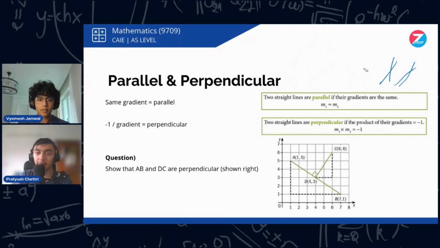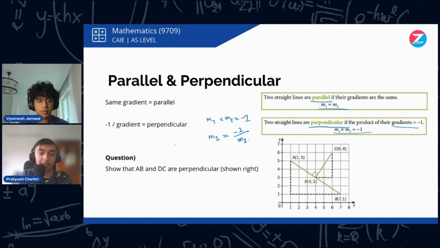And what perpendicular means is it's at 90 degrees to the other line. So you have one line and you have another line and they form a 90 degree angle. What rule tells you about these two relations? Well, they're parallel if their gradients are the same. And they're perpendicular if the product of their gradients is minus 1. In other words, if m1 times m2 is minus 1, then m1 is minus 1 divided by m2.